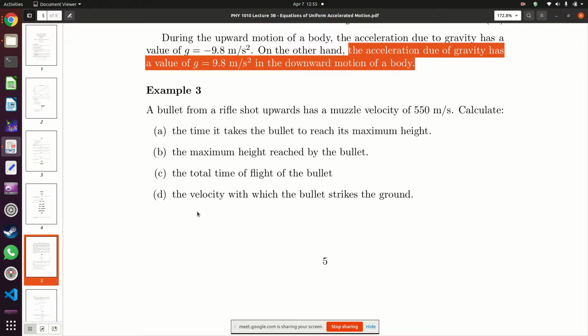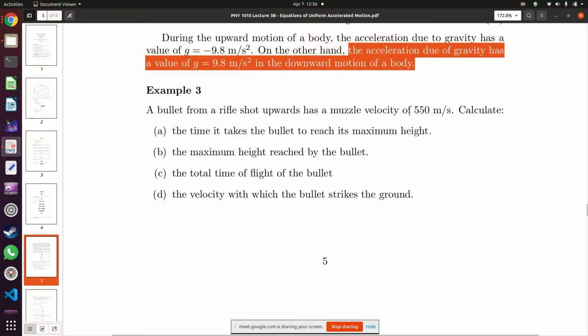Okay. So we're going to look at an example. A bullet from a rifle shot upwards has a muzzle velocity of 550 meters per second. Calculate A, the time it takes the bullet to reach its maximum height. B, the maximum height reached by the bullet. C, the total time of flight of the bullet. D, the velocity with which the bullet strikes the ground.